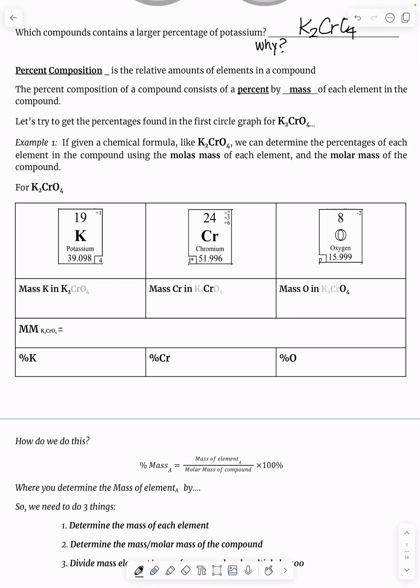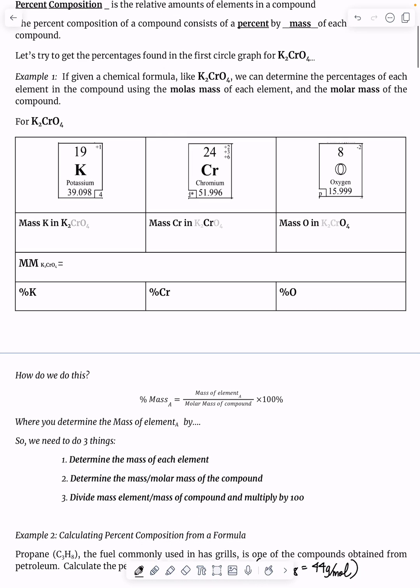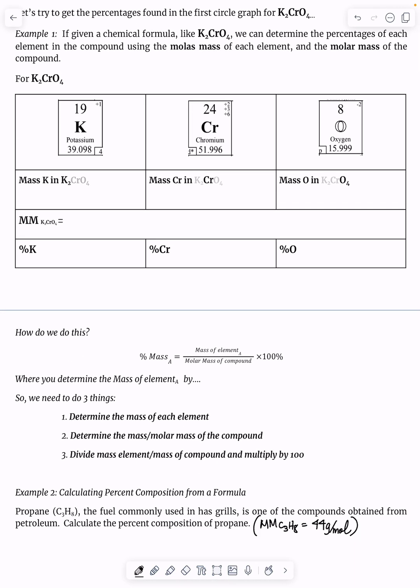If ever given a chemical formula like K2CrO4, we can determine the percentages of each element using the molar mass of each element and then the molar mass of the compound. So let's look at K2CrO4. We're going to get the molar mass of this compound, but then eventually turn that into percentages. For K2CrO4, the mass of K in here, and I kind of bolded the element we're talking about and made lighter the other elements in this compound.